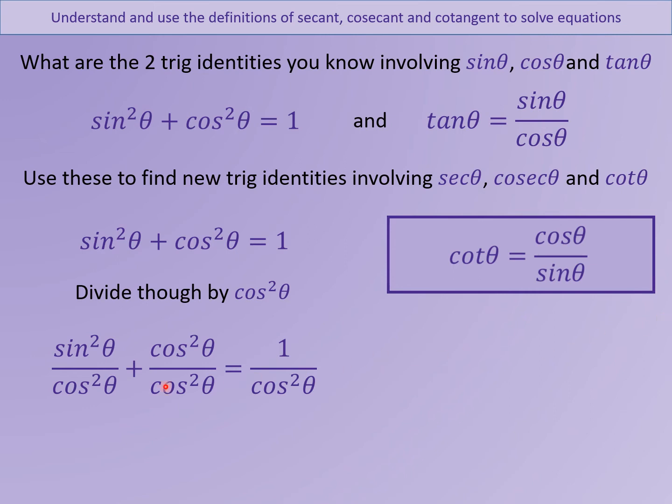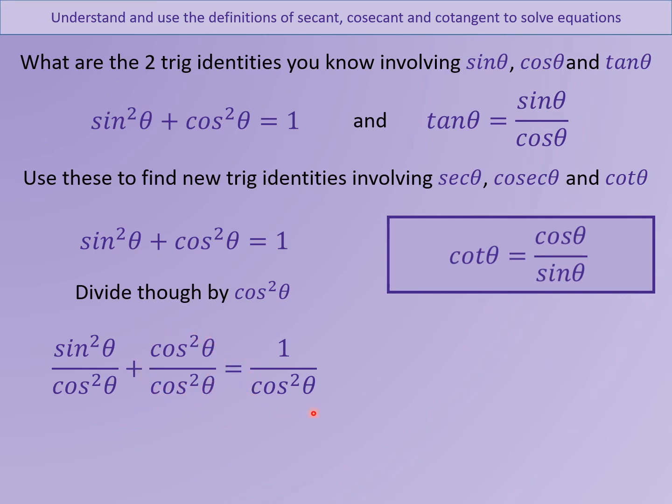But now that I've divided everything by cos squared, I can use some of our other facts. Look at this bit here. Sine squared over cos squared. Now that's the same as sine theta over cos theta squared. And I know that sine theta over cos theta is just tan theta. So really, sine squared over cos squared is just tan squared. Look at this one. Cos squared theta over cos squared theta. Numerator and denominator are exactly the same. This is definitely going to be equal to 1.